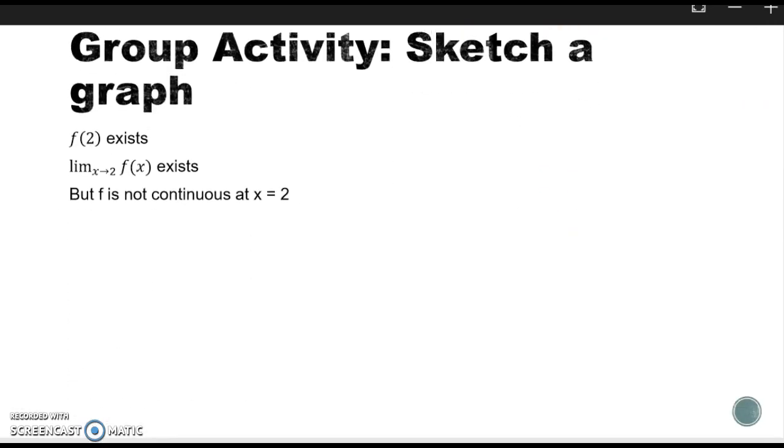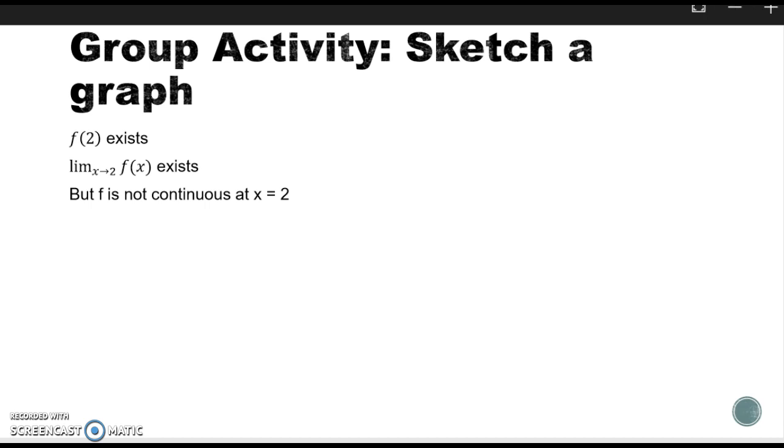So the first thing I want you to do is think about a graph and try to sketch one for which the continuity test fails, even though the first two parts pass. So take a minute, pause the video, and try to sketch a graph that fits these traits, and then come back when you think you've got an answer.